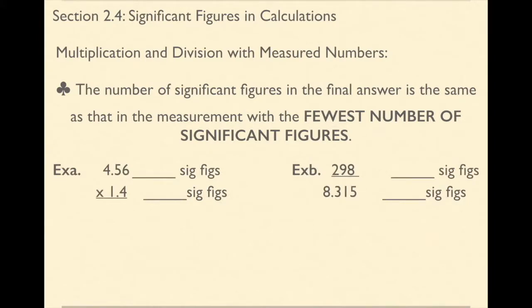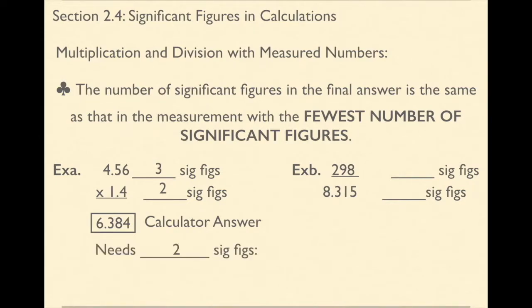If you look at example A, 4.56 has 3 significant figures, 1.4 has 2. And so when I multiply those together, the answer I get is 6.384. Now I need to round that answer, and I'm going to round it to 2 significant figures. And so my answer is going to be 6 point, and then the tenths is what I need to round to. So that's going to be rounded to 6.4 because that's 2 significant figures.